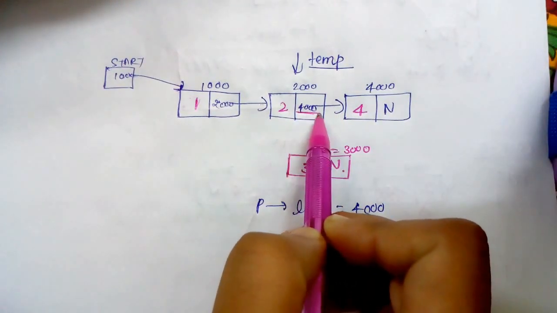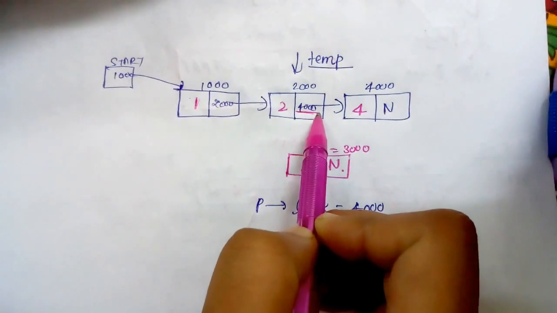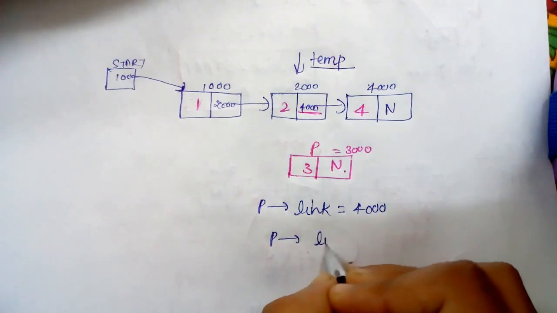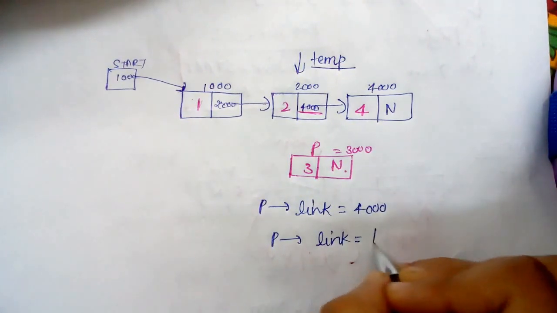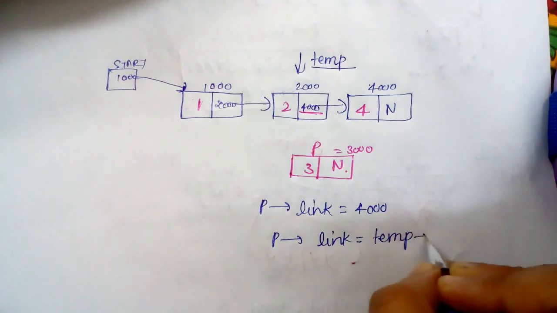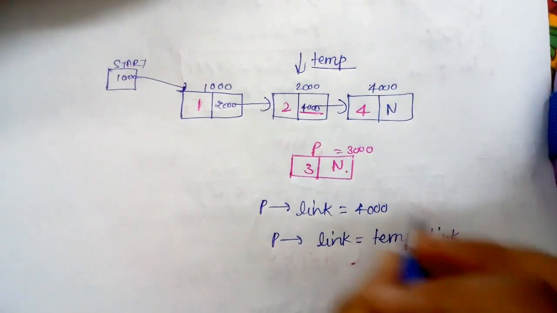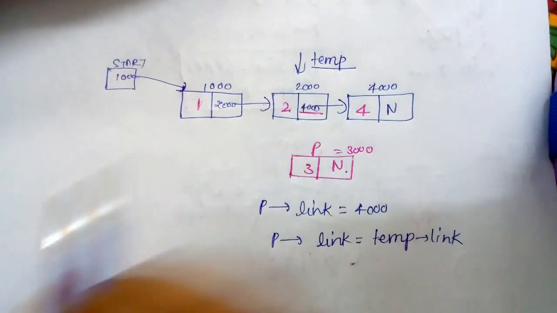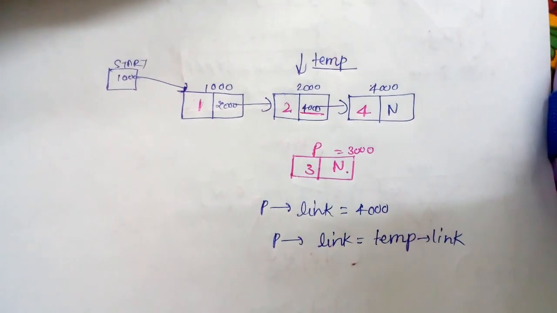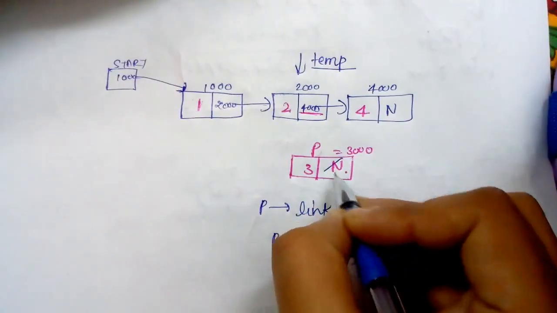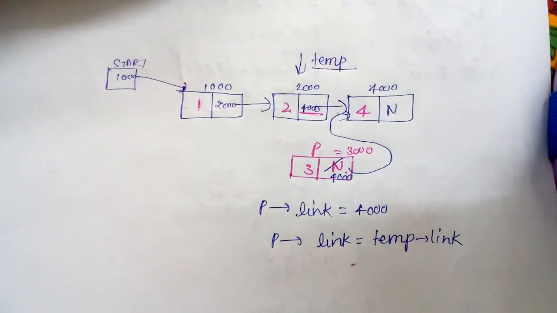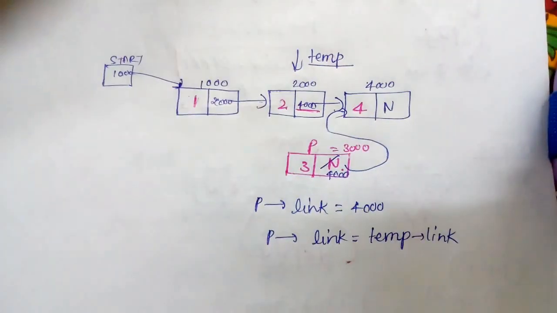Here I am finding the value 4000. So in the P link part I will place temp link, because this is the temp data part and this is the temp link part. So if in this part I will place the temp link part, that will be 4000. So it will be connected to this node.